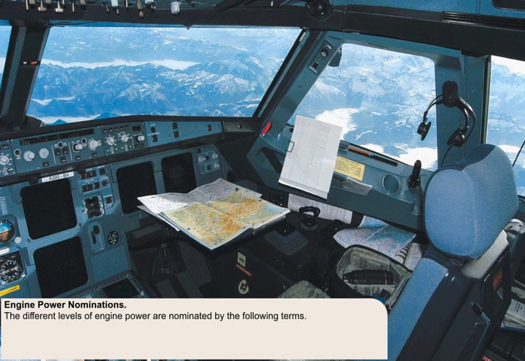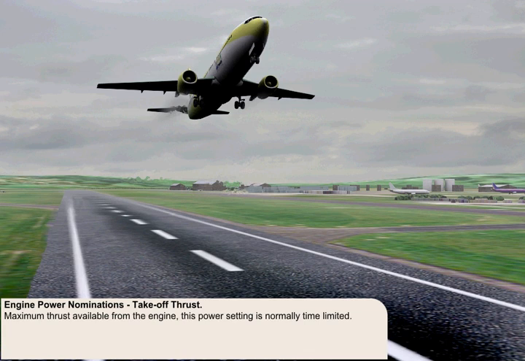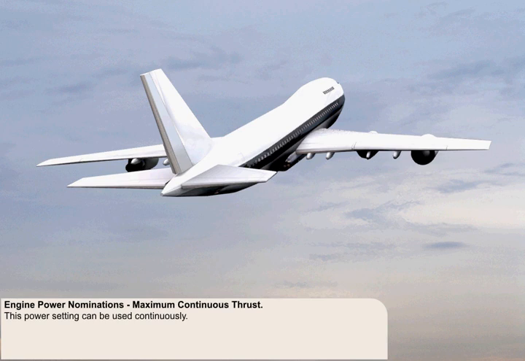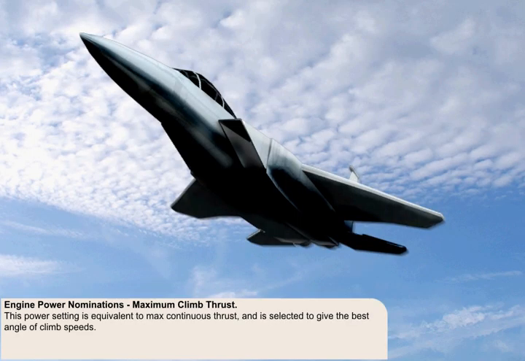The different levels of engine power are nominated by the following terms. Takeoff thrust. Maximum thrust available from the engine. This power setting is normally time limited. Go-around thrust. This power setting can be the same as that for takeoff thrust, but it's normally a slightly lower value. Maximum continuous thrust. This power setting is the maximum level that can be used continuously. Maximum climb thrust. This power setting is equivalent to max continuous thrust and is selected to give the best angle of climb speeds.